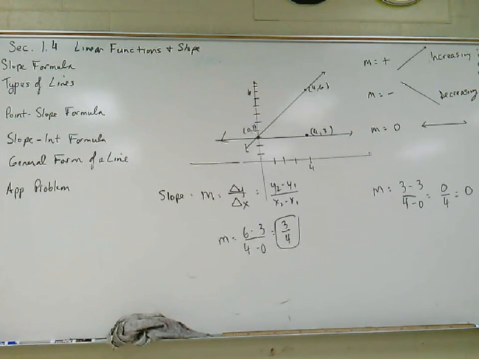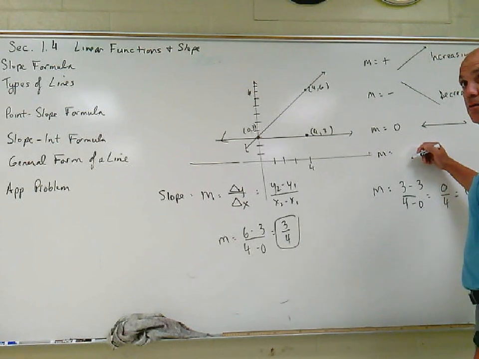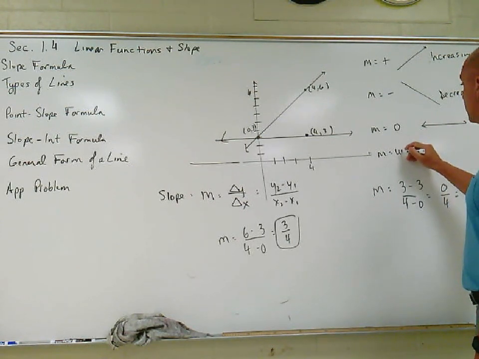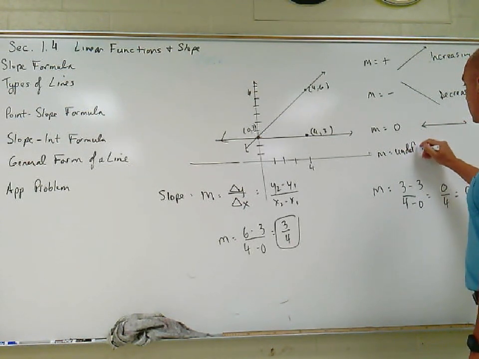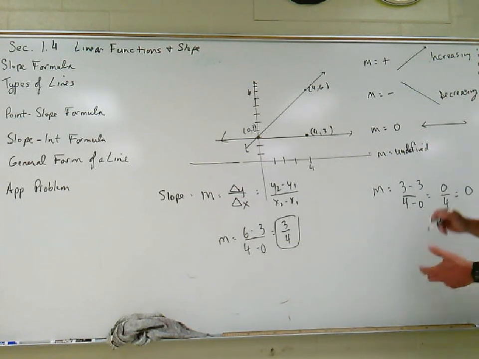Make sure that we're clear. 0 over any non-zero number is 0. Okay? What's the fourth situation? Vertical line. What's the slope for a vertical line? It's called undefined. That's how you write it out. I just usually put UND.